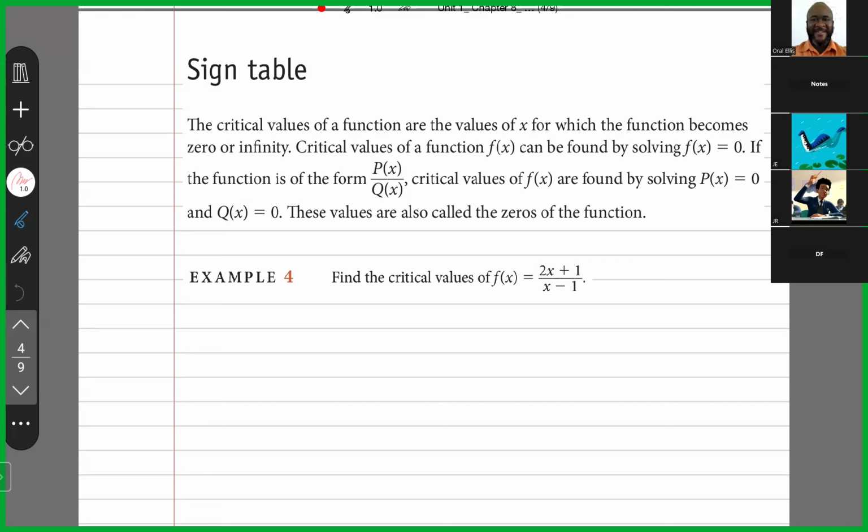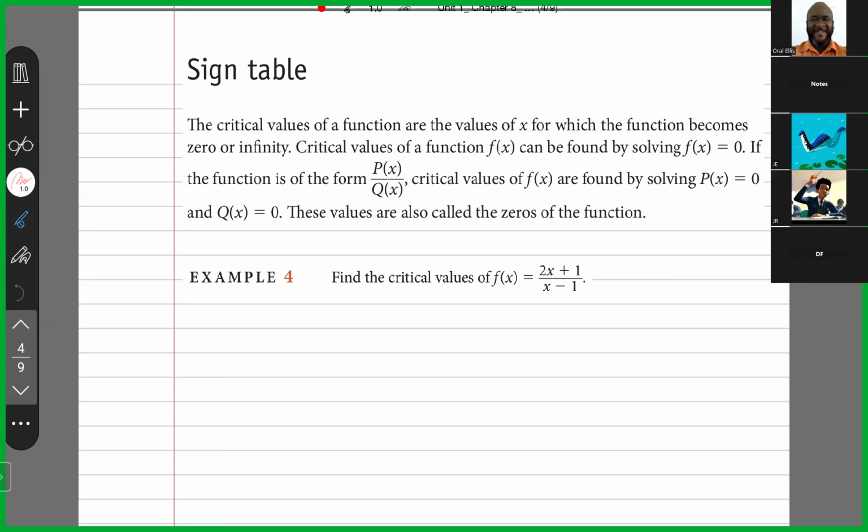So we're learning about critical values, and then we're going to use what? The idea of the critical values in the sign table in order to solve inequalities. So let's start off with example 4.